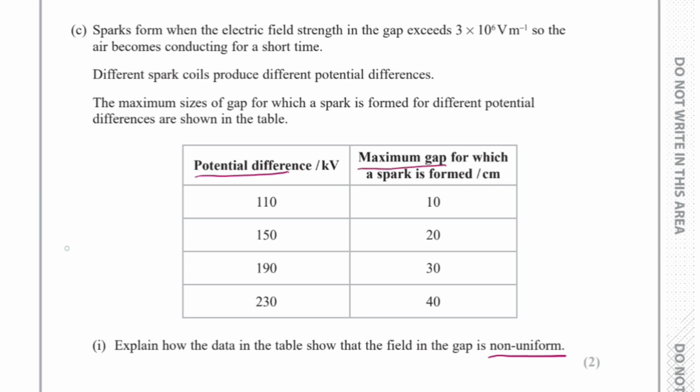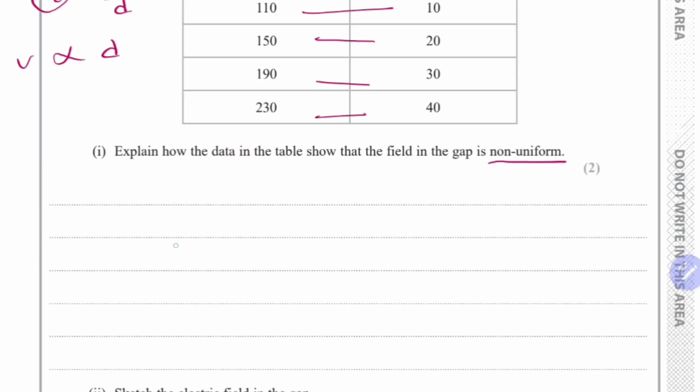So we know there's a formula for it, E equals V by D. For E to be uniform, V should be directly proportional to D. But here they are not directly proportional, as we can see. We need to show it, like explain, and we need to show that they are not uniform. How can we show it?